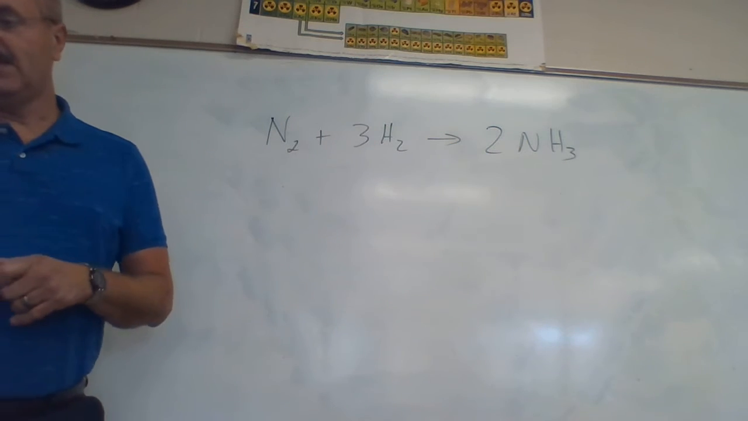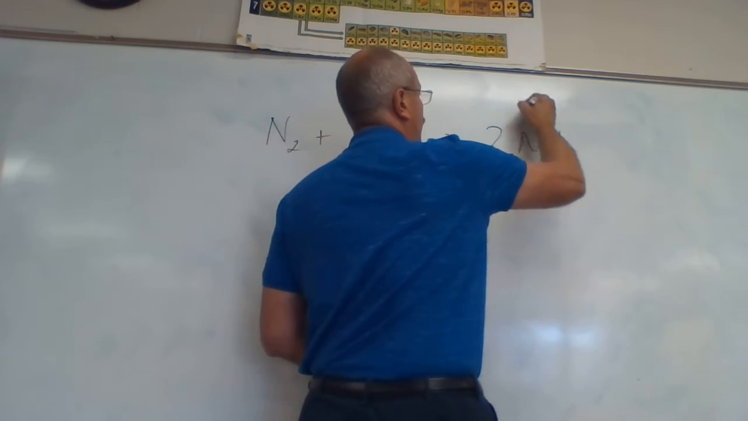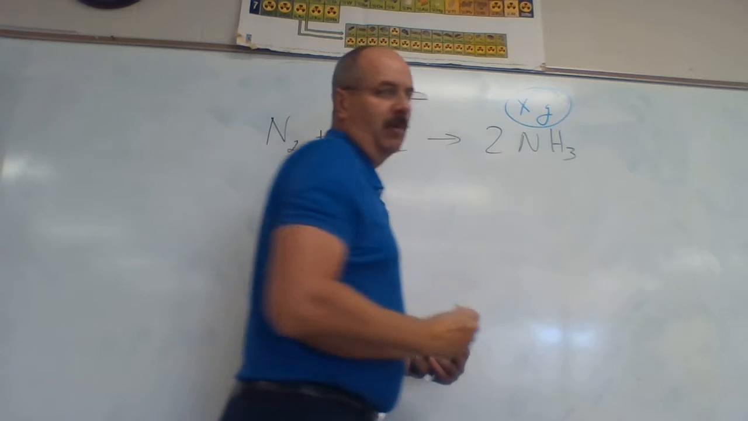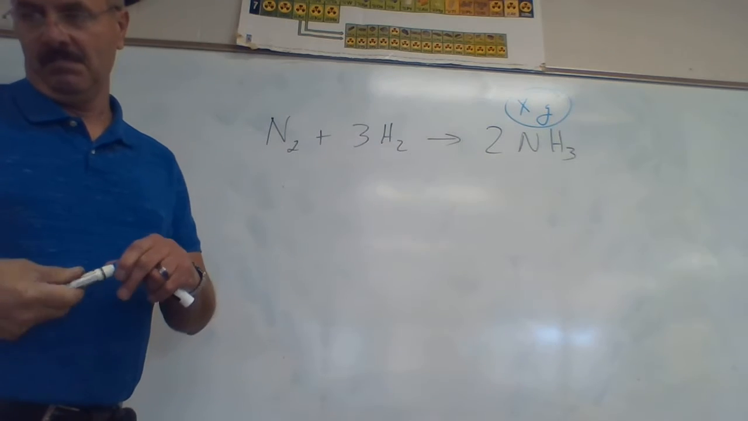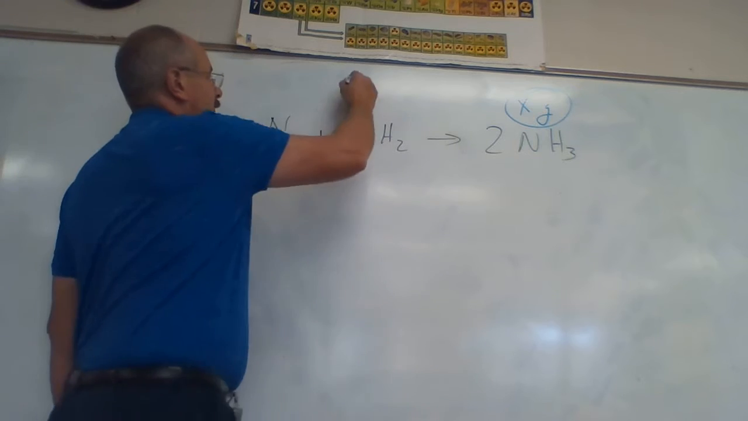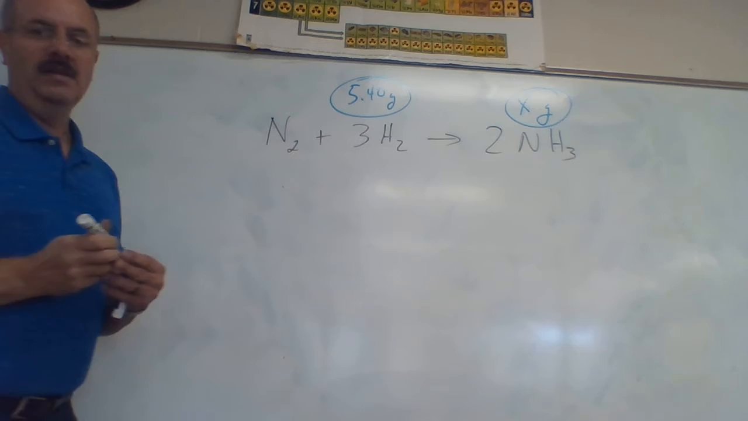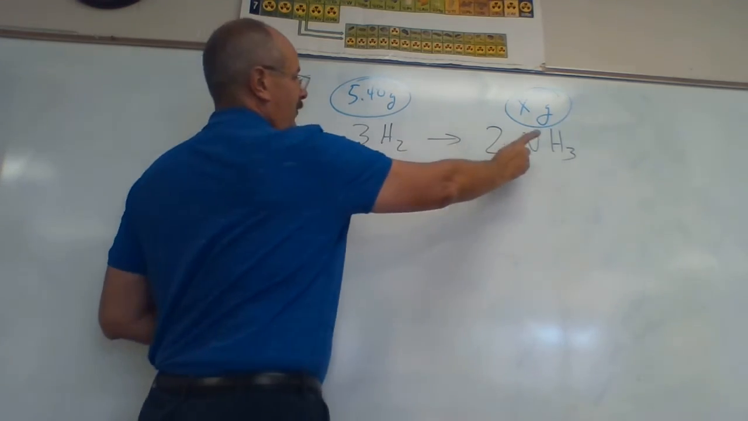All right, then it says, how many grams of NH3? So we want to know X grams, not X moles, but notice it's X grams this time. It will be formed from 5.40 grams of H2. So I get 5.40 grams of this guy. So this time we're doing grams of this to grams of that.